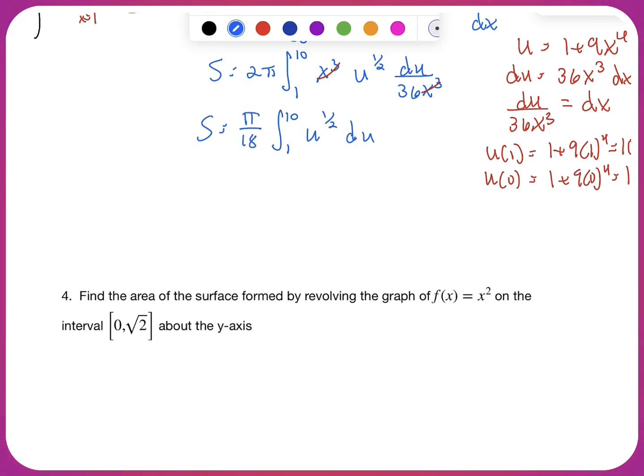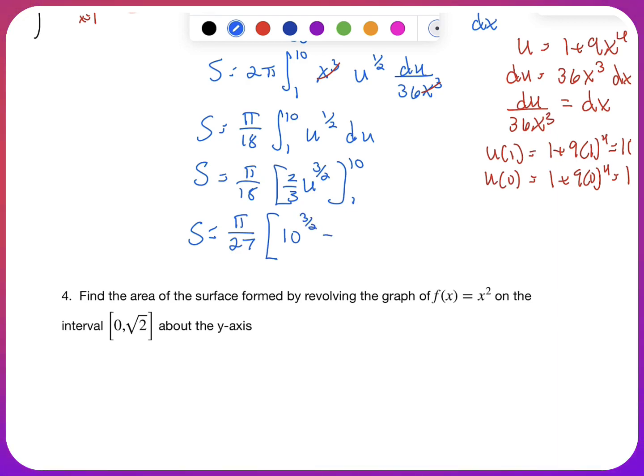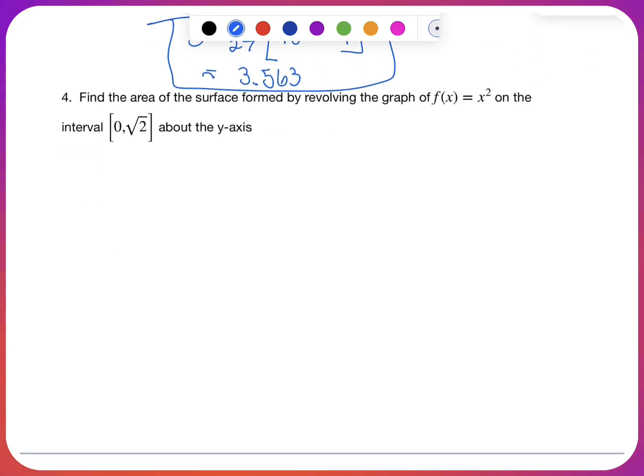Now I'm just going to integrate u to the 1/2, which we know to be 2/3 u to the 3/2. And we're going to evaluate this from 0 to 10. Let's go ahead and factor out that 2/3. So I can just have that 10 to the 3/2 minus 1 to the 3/2, which is simply 1. Well, 10 to the 3/2 doesn't simplify down too neatly. So this would be my answer, or I could plug it in my calculator and get 3.563 as the result.